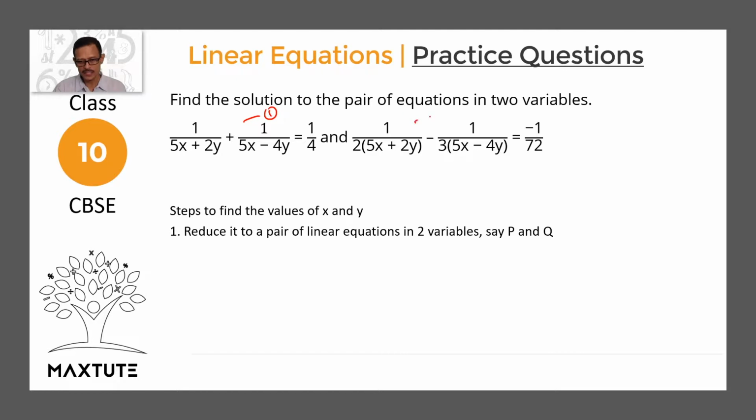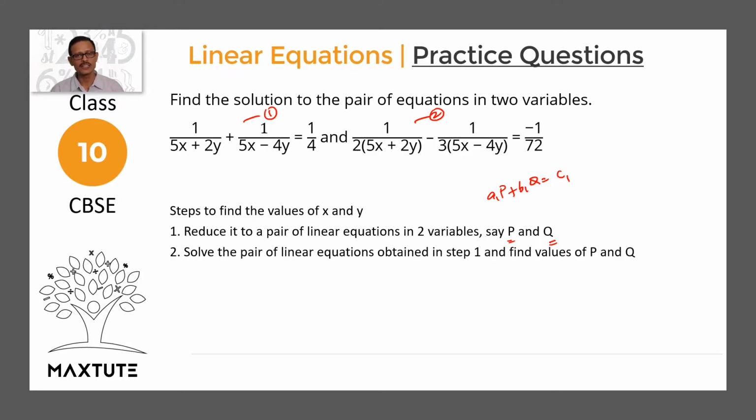This is equation number 1 and this is equation number 2, into linear equations in two variables resembling the form a1p plus b1q is equal to c1. So essentially our new variables are going to be p and q. We'll solve these two equations in this format a1p plus b1q equals c1 and find the values of p and q. Step 3, we'll substitute the values of p and q and find the values of x and y, which is what we need to find out. Let's get started. Let's start with the first step.